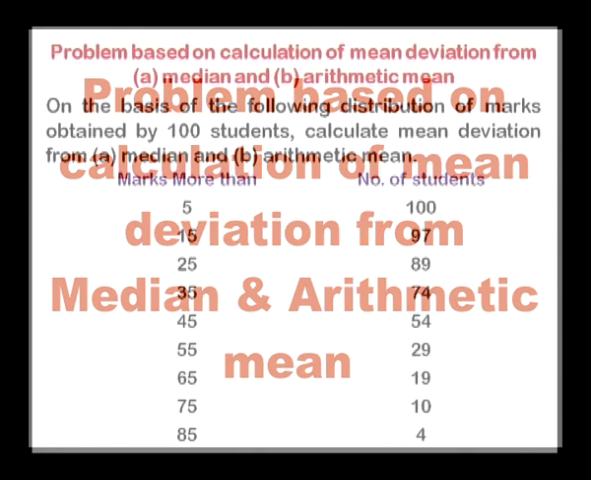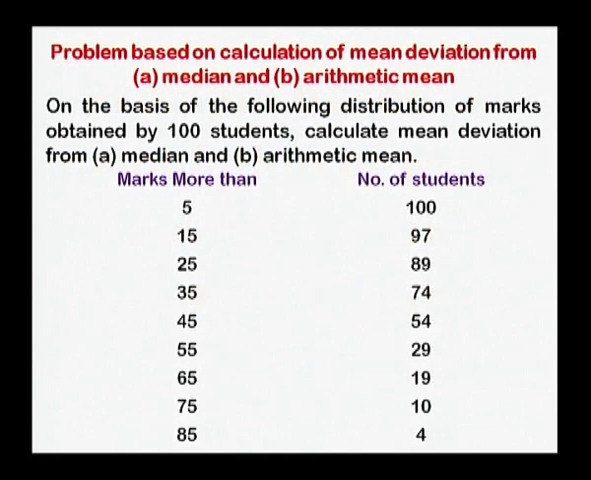Now, we discuss a problem which is based on calculation of mean deviations from median and arithmetic mean. On the basis of the following distribution of marks obtained by 100 students, calculate mean deviations from median and arithmetic mean. Marks are given as more than 5, 15, 25, 35, 45, 55, 65, 75 and 85. And the number of students who obtained these marks are 100, 97, 89, 74, 54, 29, 19, 10 and 4.